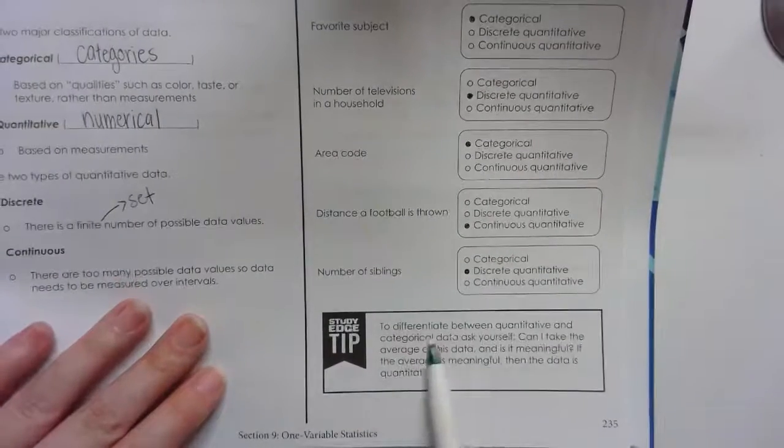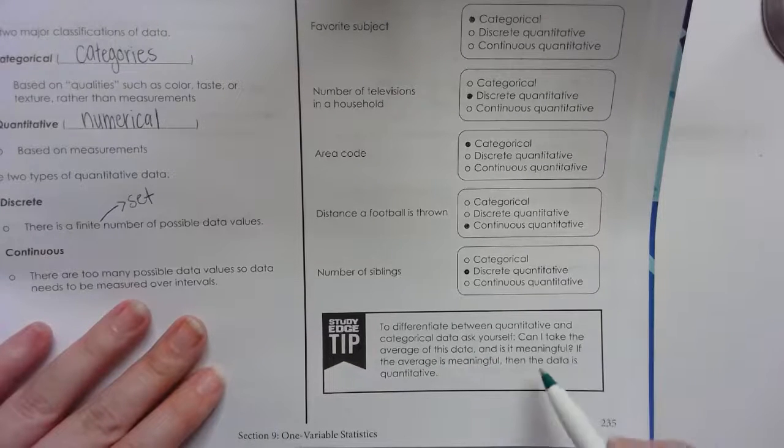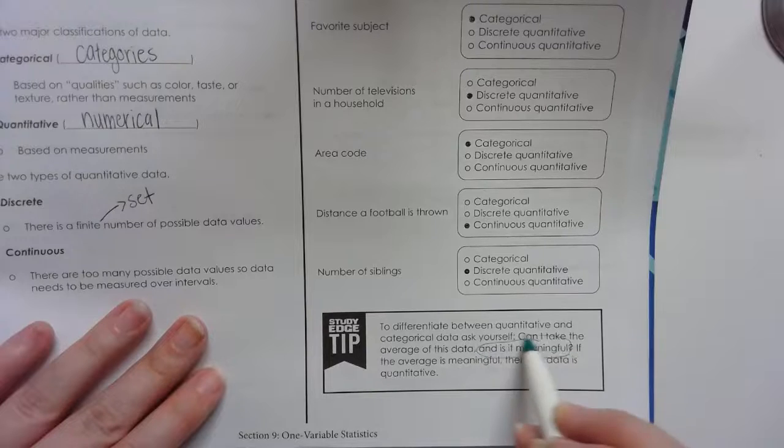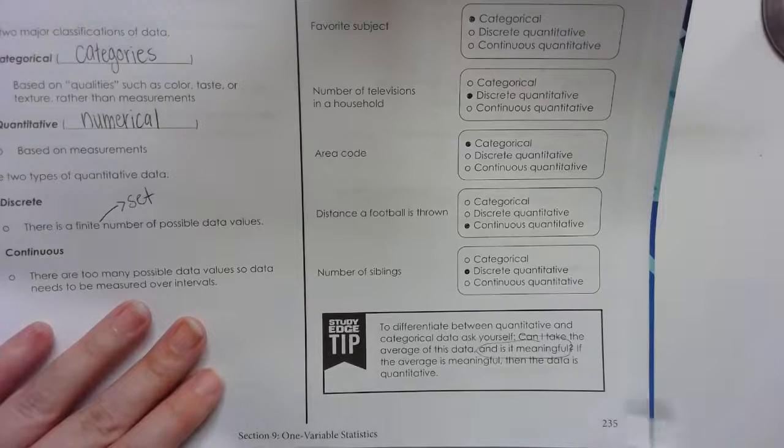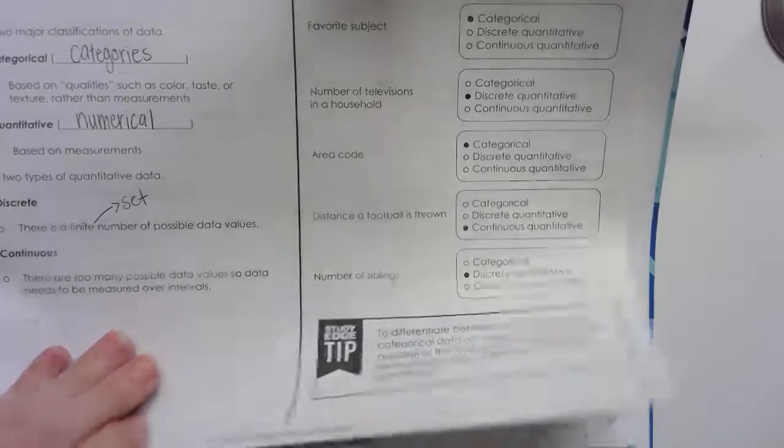So then at the bottom, it says to differentiate between quantitative and categorical data, ask yourself, can I take the average of this data, and is it meaningful? This is where that area code or zip code or anything like that is thrown out. You could take the average of area codes, but it's not meaningful. It doesn't mean anything related to the data. If the average is meaningful, then the data is quantitative. So let's go on.